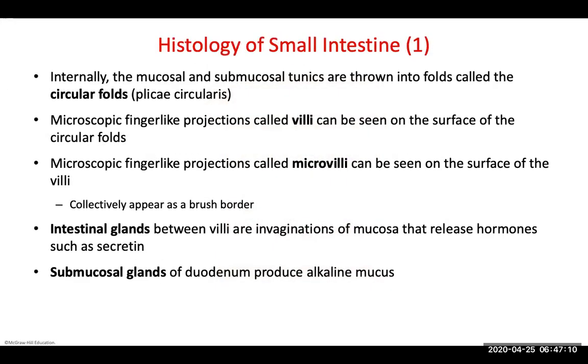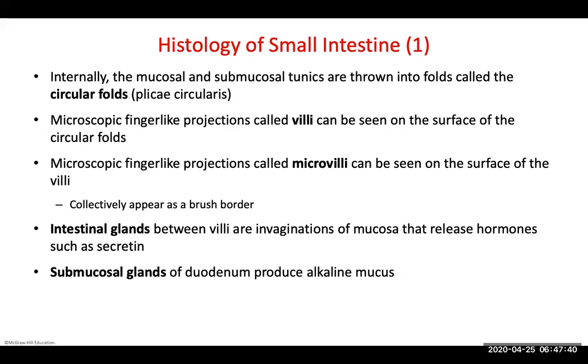The histology of the small intestine, I want to point out circular folds, also known as plicae circularis. These are where the mucosal and submucosal tunics are thrown into folds, and those are what we call circular folds, or the plicae circularis. And again, these folds help to increase surface area to get food trapped in, to help with digestion, because most of digestion occurs in the small intestine.